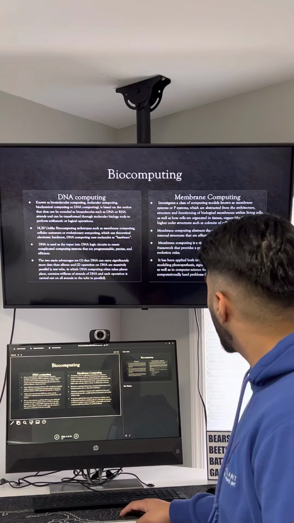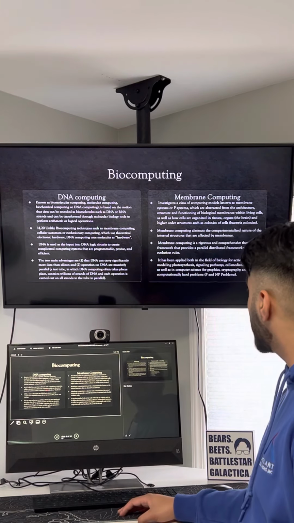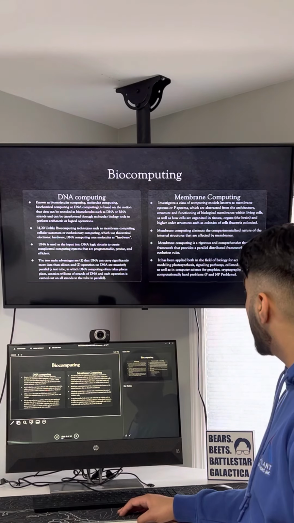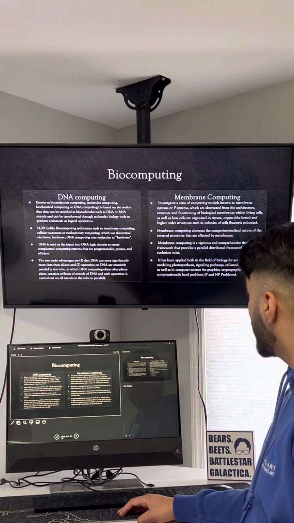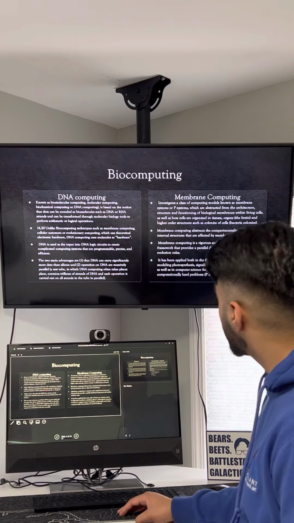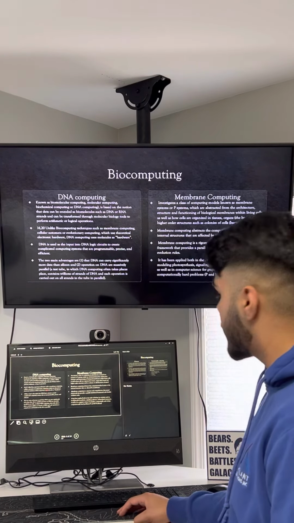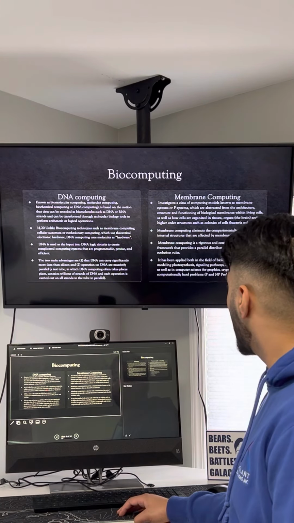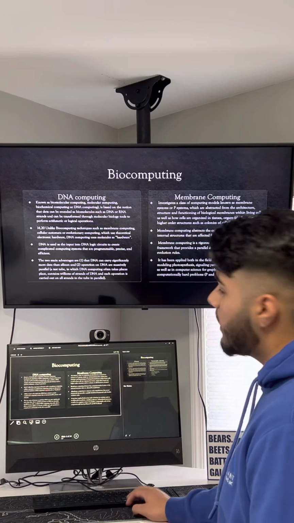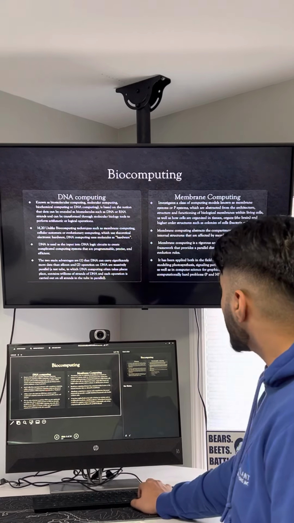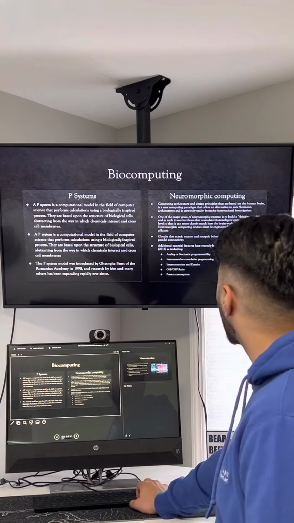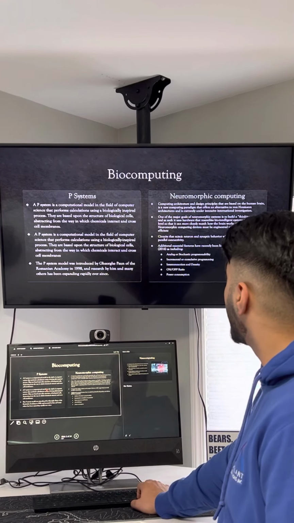It has been applied both in the field of biology for activities such as modeling photosynthesis, signaling pathways, cell-mediated immunity, as well as in computer science for graphics, cryptography, and solving computationally hard problems in the P and NP classes. The next biocomputing topics are P systems and neuromorphic computing.